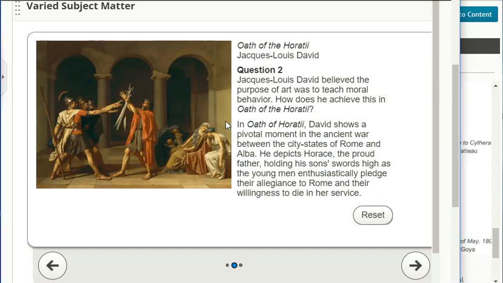In Oath of the Horatii, David shows a pivotal moment in the ancient war between the city-states of Rome and Alba. He depicts Horatius, the proud father, holding his sons' swords high as the young men enthusiastically pledge their allegiance to Rome and their willingness to die in her service.